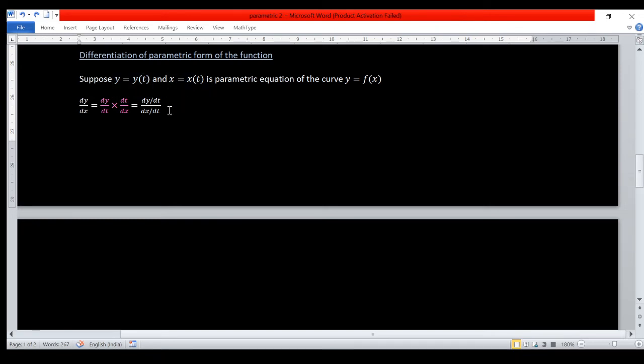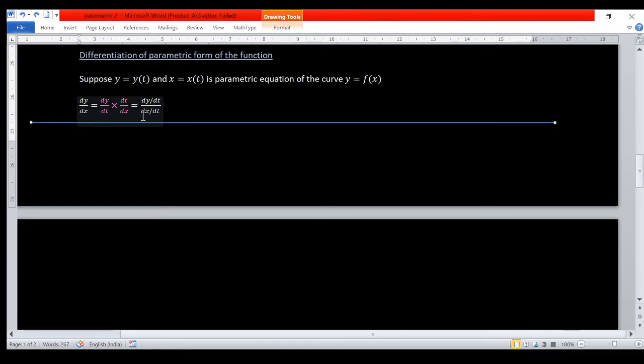Sometimes I will write it like this. This is the most convenient form for me: dy/dx is equal to (dy/dt) divided by (dx/dt). Okay, observations. We can observe a few things.